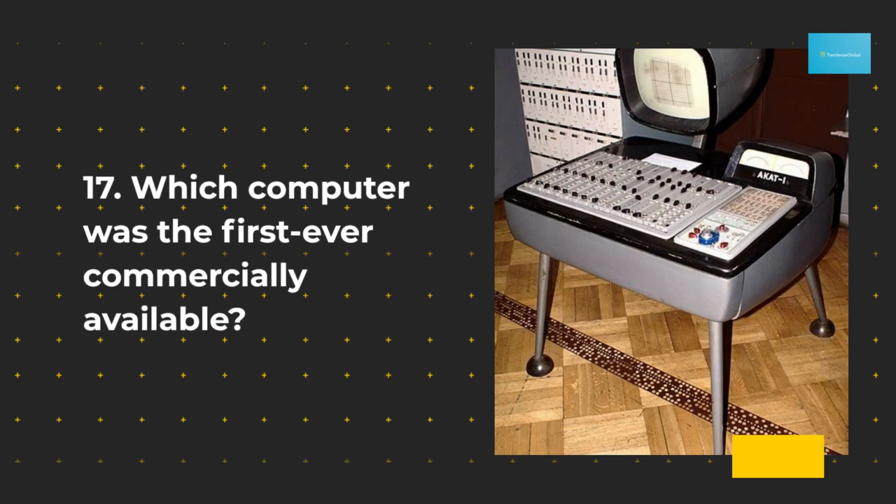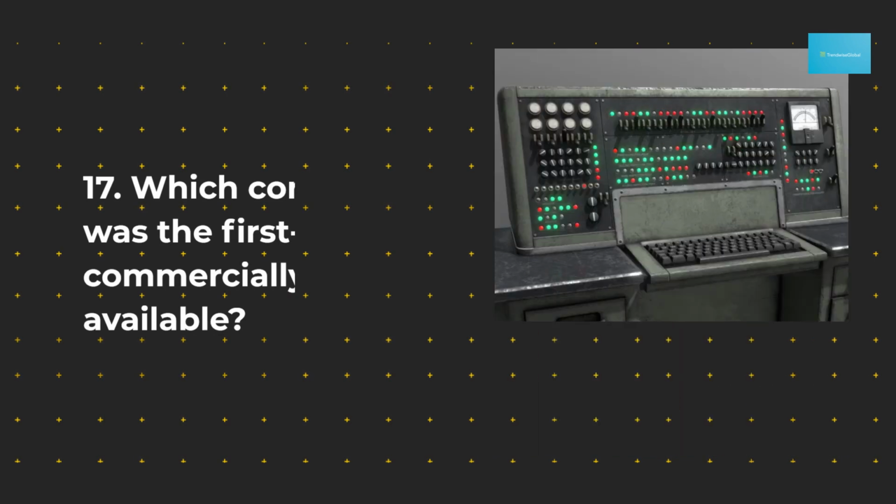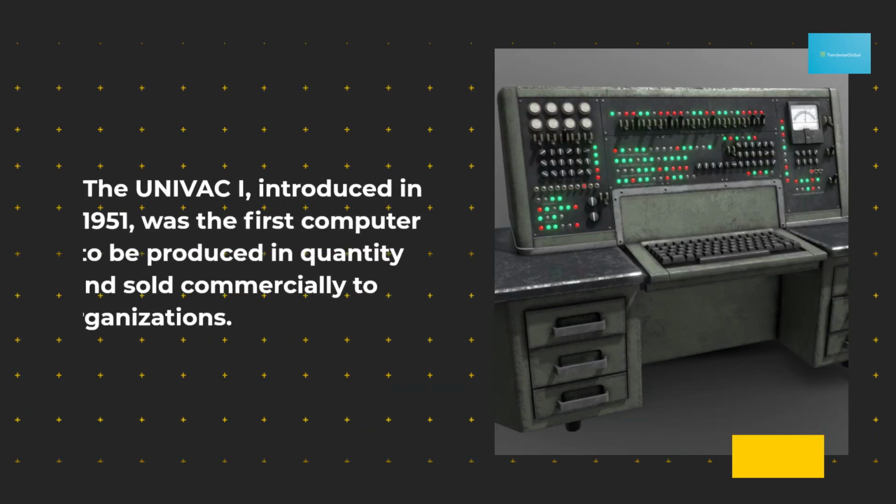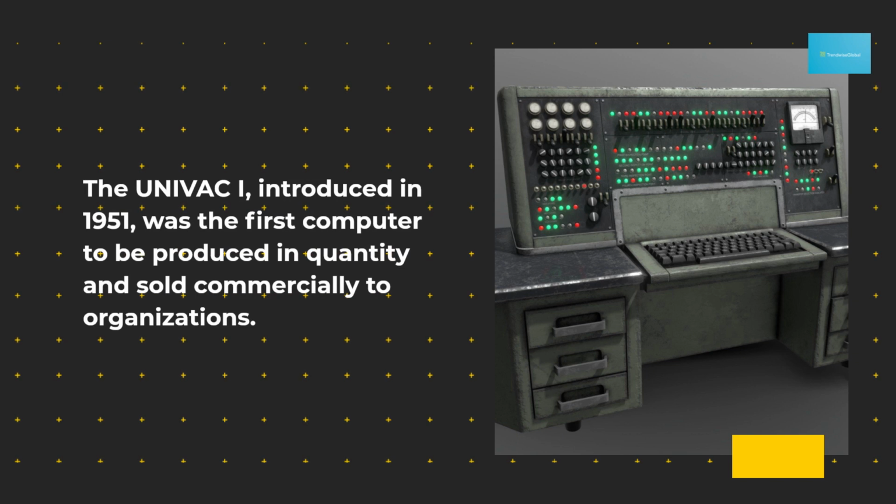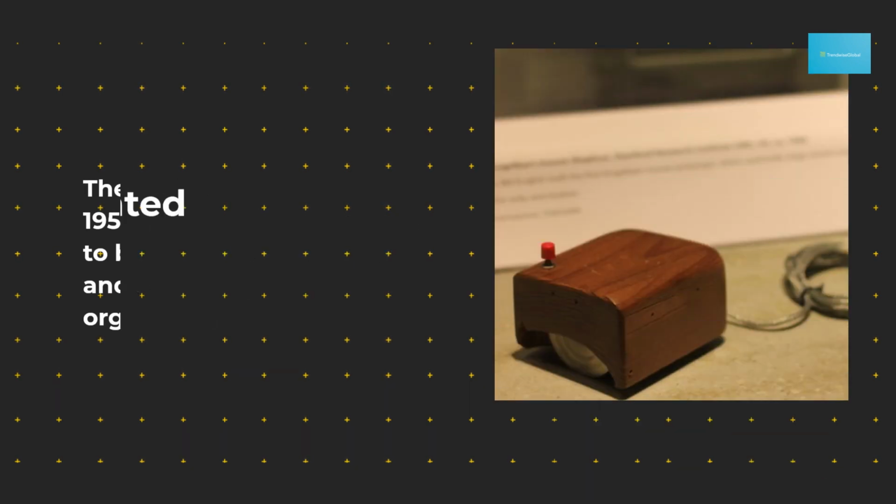17. Which computer was the first ever commercially available? The UNIVAC I, introduced in 1951, was the first computer to be produced in quantity and sold commercially to organizations.